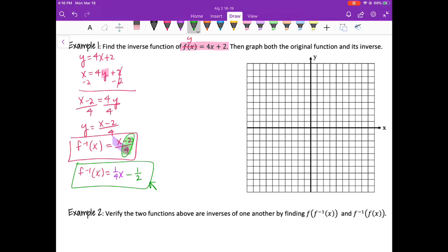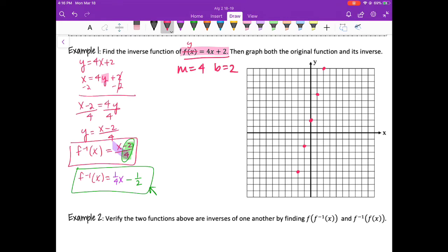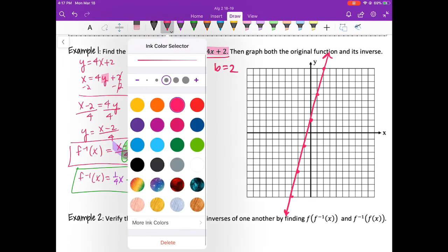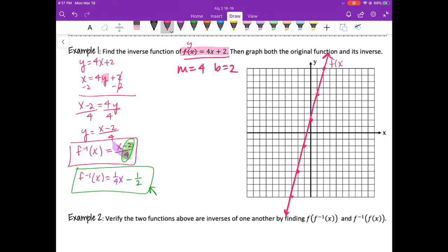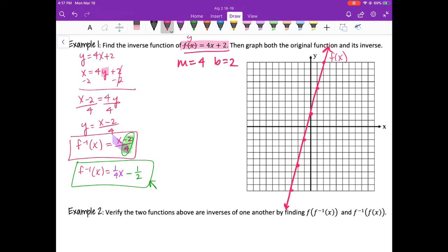So we want to graph both our regular function and our inverse. So our regular one, y equals 4x plus 2, our m is 4, and our b is 2. So our graph starts at 2, and we move up 4 and right 1, as well as down 4 and left 1. And we connect those points with a relatively straight line. So there's our original, there's our f of x, and then we'll also graph our inverse.